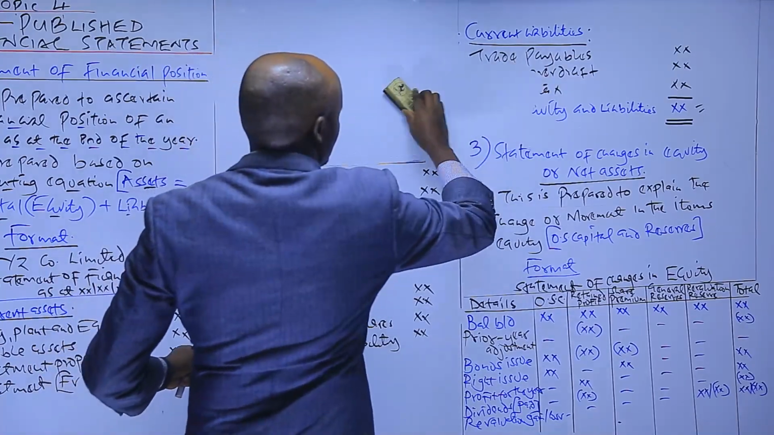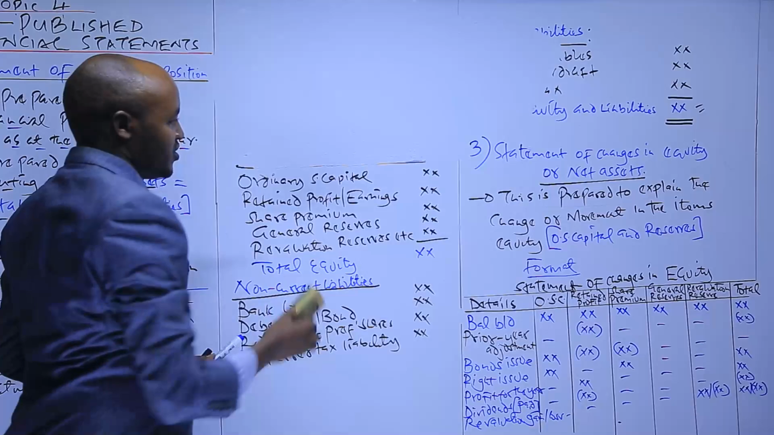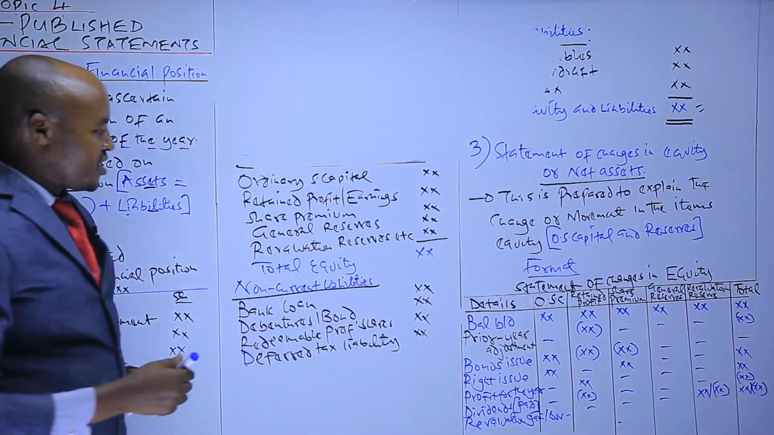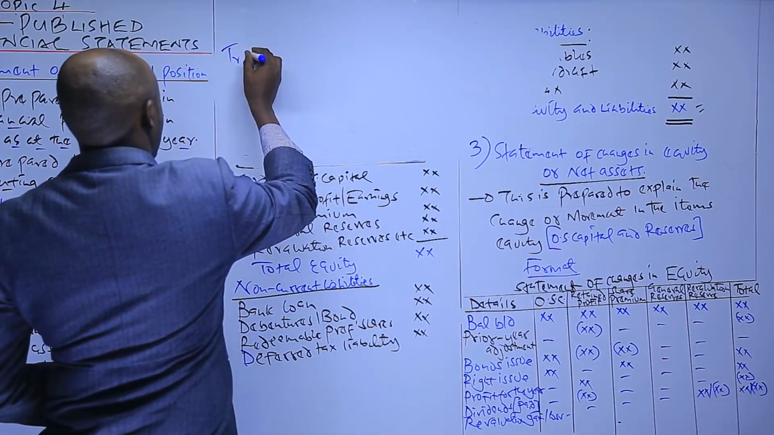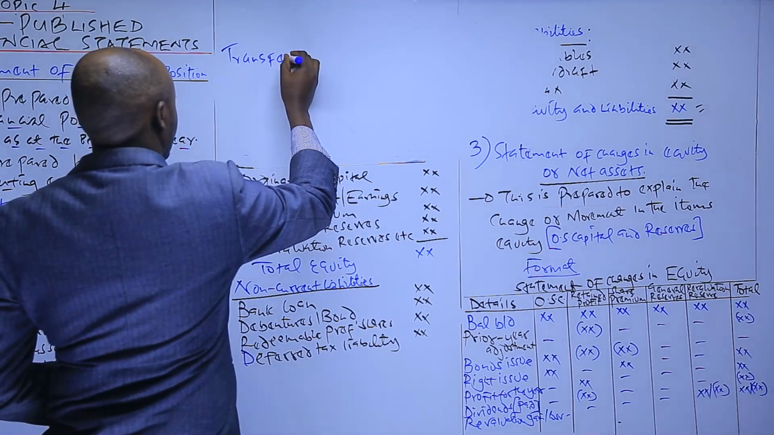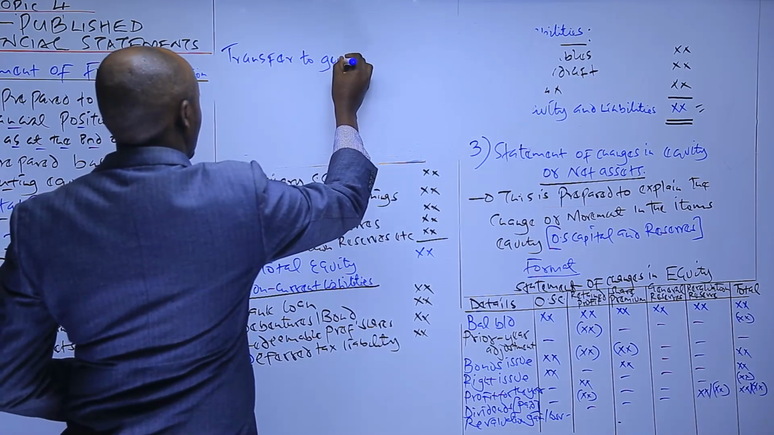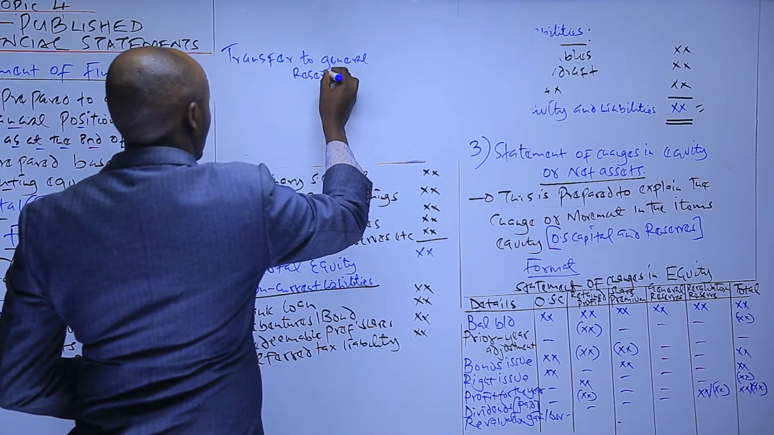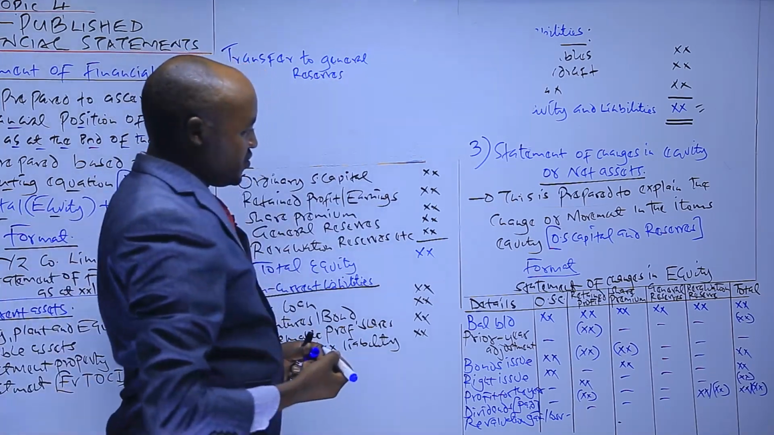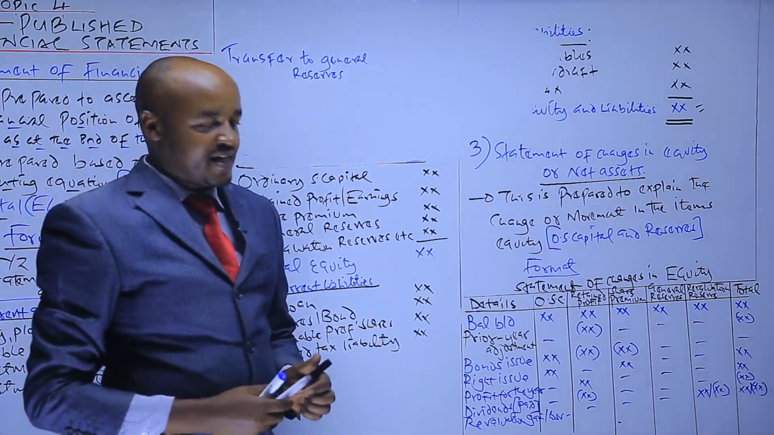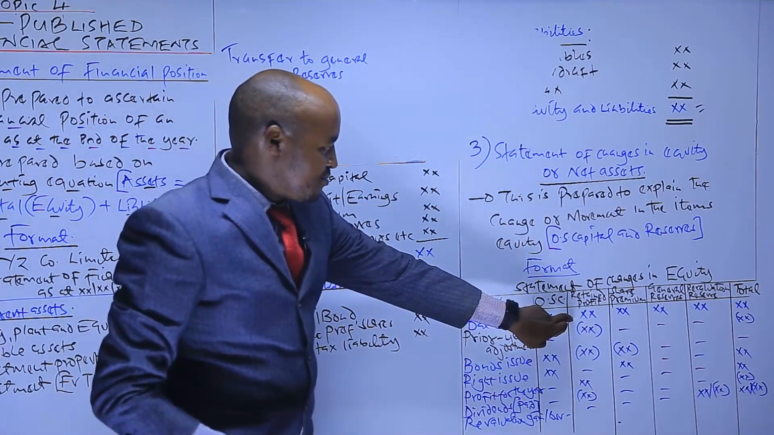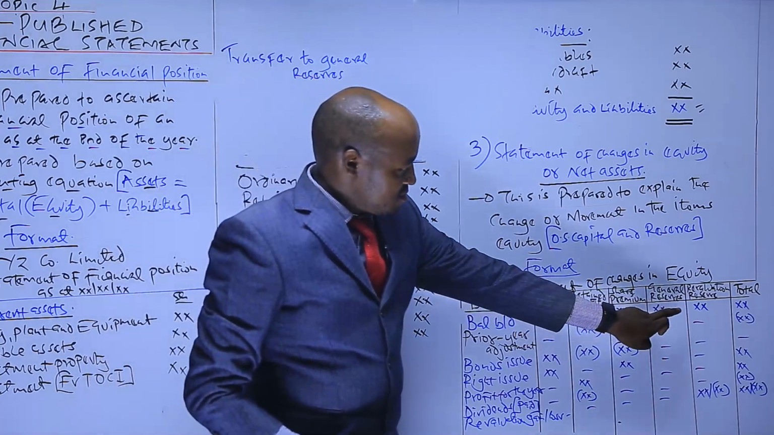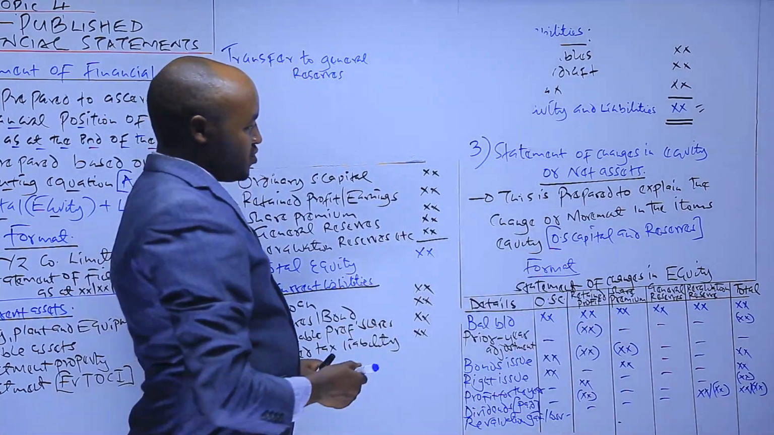The last item which we capture there is any transfer to general reserves. A transfer to general reserve is an amount which is proposed by the directors to be transferred from the retained profit of the company to general reserve.